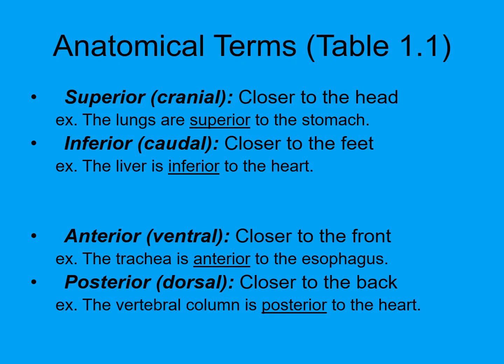With some of the anatomical terms, and these are listed in Table 1.1, you'll notice they're often in pairs. Superior means closer to the head, and the opposite of that would be inferior, which is closer to the feet. Sometimes you may see these listed as cranial versus caudal. As an example that's given here, the lungs are superior to the stomach. You could also say the chin is superior to the shoulder. Anterior and posterior: anterior is closer to the front, posterior is towards the back. These can also be used with ventral or dorsal.